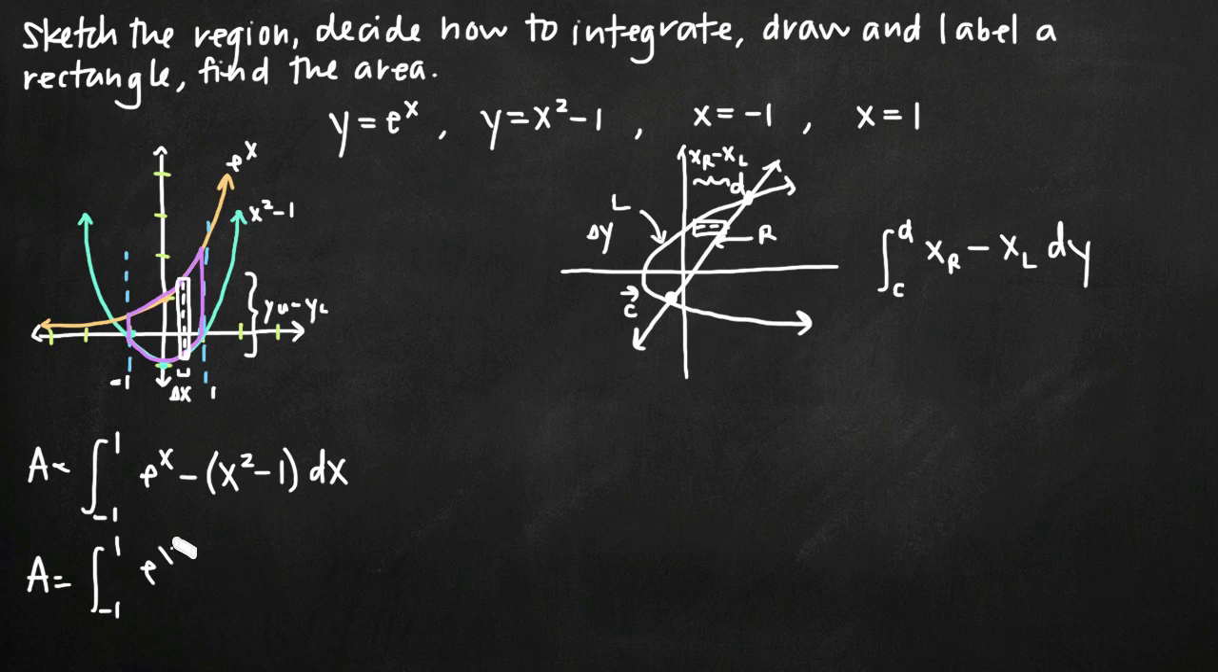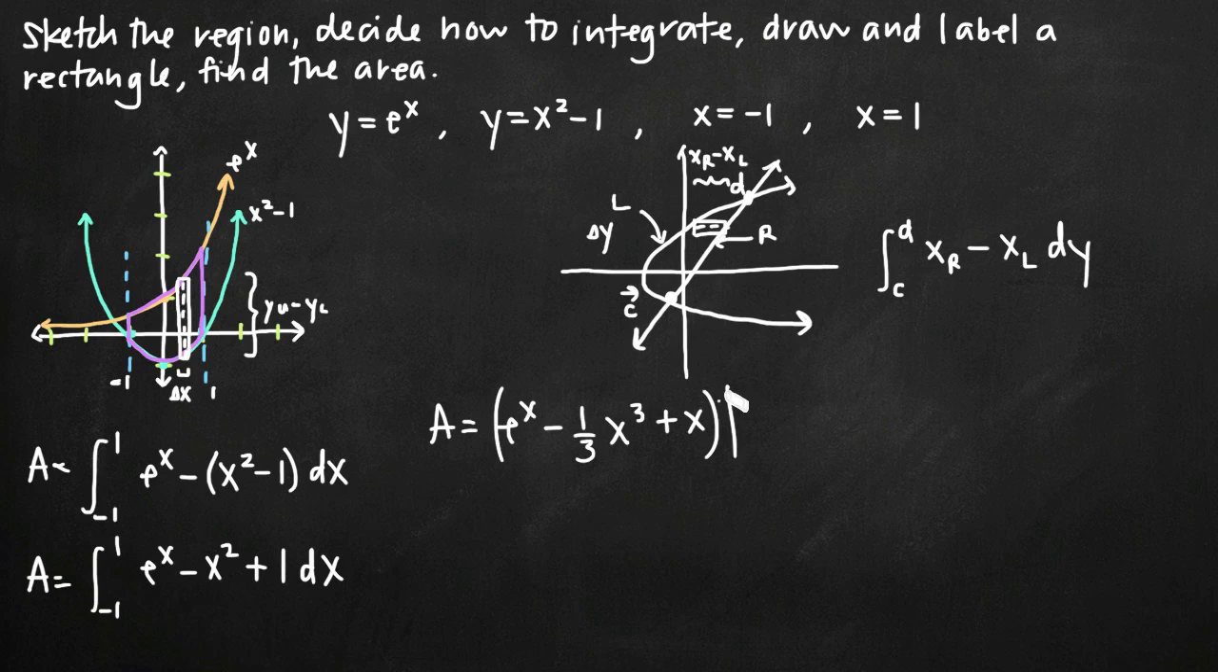So we'll have e to the x, we're going to distribute the negative sign, so minus x squared minus a negative is a +1, dx. And now we can take the integral. So we'll get area equals, and when we integrate e to the x, the integral of e to the x is simply e to the x. When we get the integral of -x squared, we'll get -1/3 x cubed, and then +1 gives us a +x, and we'll be evaluating that on the interval -1 to +1.